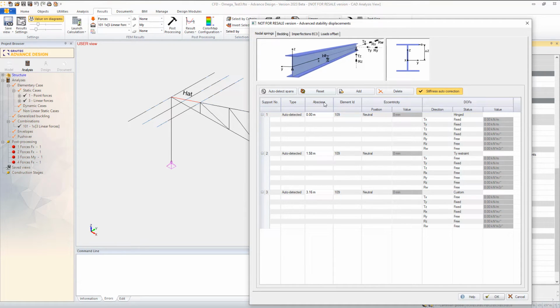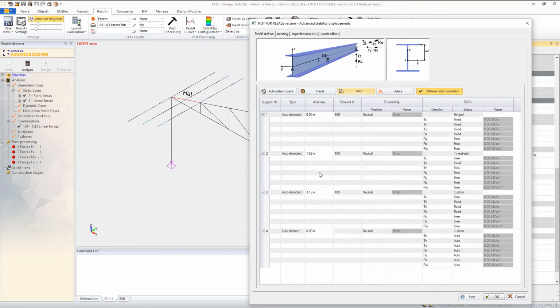So you can do that because you can define some additional restraints that are not featured on the global model. So you just go there, you add one, at 1/4, so that would be 0.79, and you would define it as fully free except for the torsion restraint.